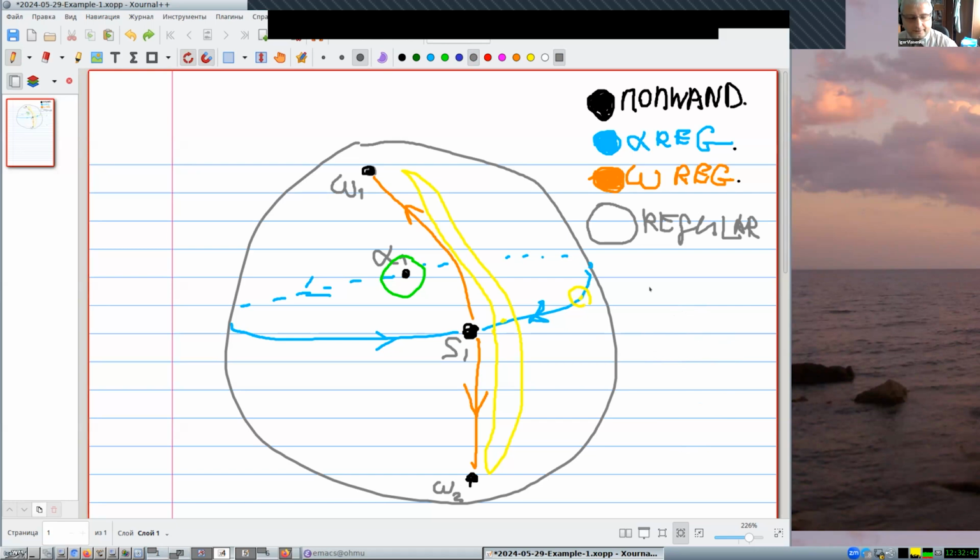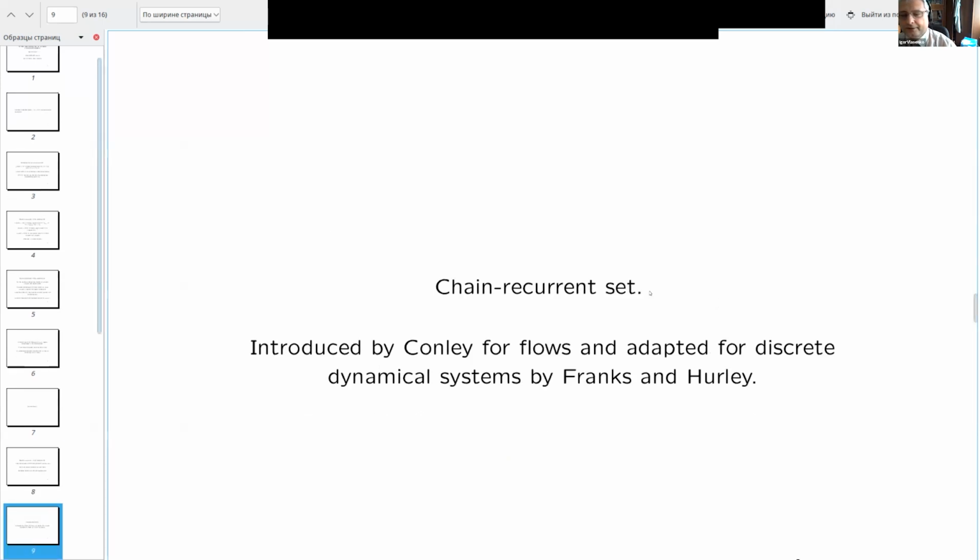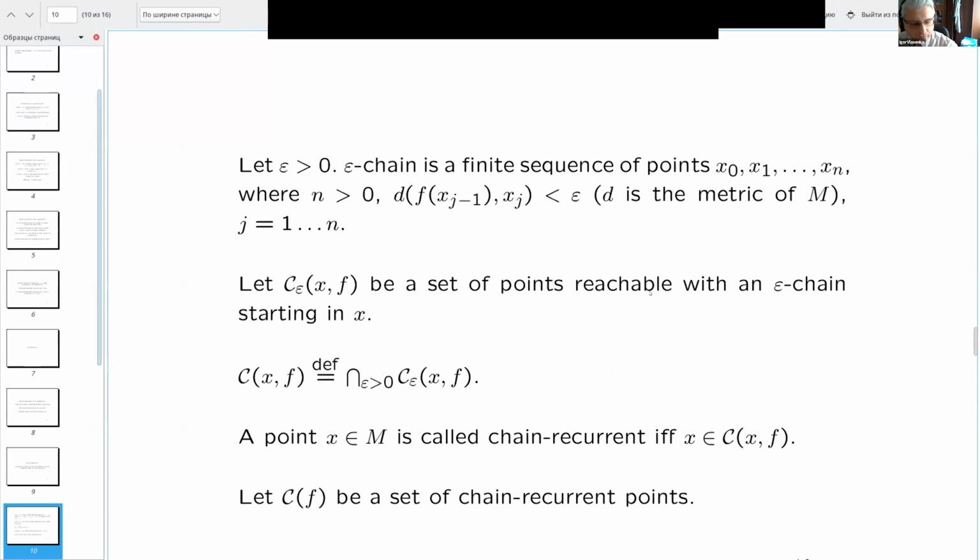And those definitions are very classic, and there is an interesting modern theory of Conley, of chain recurrent sets. This theory was introduced by Conley for flows, and it was adapted for discrete dynamical systems by Franks and Harry. I recall the definitions of the theory.